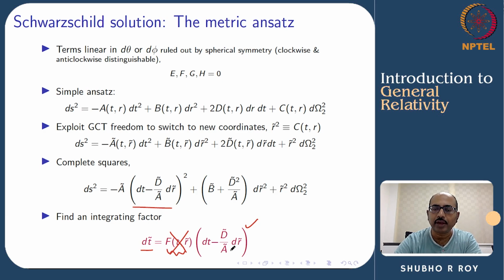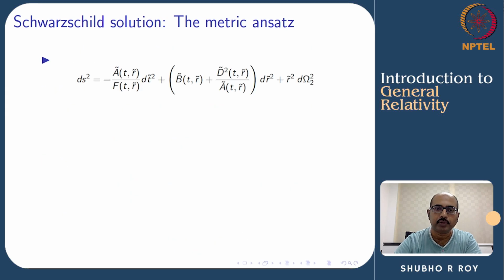So using that integrating factor f multiplied by this differential, this becomes an exact differential, and I can write it as d of something, d of t tilde in particular. So let's say I find that integrating factor. I found that because it is guaranteed to exist in 2 dimensions, at least for 2 variables, dt and dr. Then I can write this even simpler. Now you can see I have something proportional to dt tilde squared plus some undetermined function times dr tilde squared, plus something which is entirely determined.